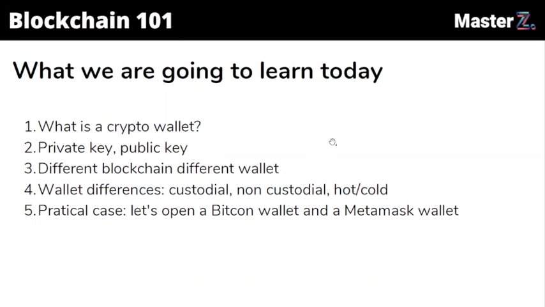What we are going to learn today: we will start with a definition of crypto wallets, and then we are going to talk about private key and public key. I see that you already talked about it in the first lesson, so I will be fast about that concept. Then we are going to talk about the differences among blockchains, meaning different wallets, and the differences among wallets: custodial, non-custodial, hot and cold. And some practical cases: how to open a Bitcoin wallet and how to open a MetaMask wallet. MetaMask is the most used. So I think we can start.